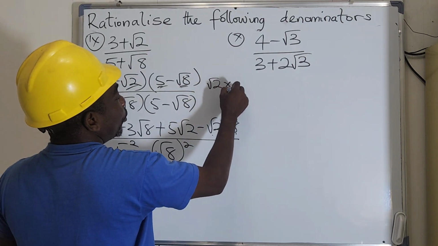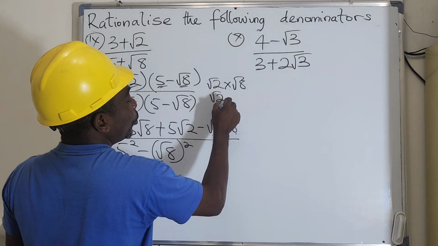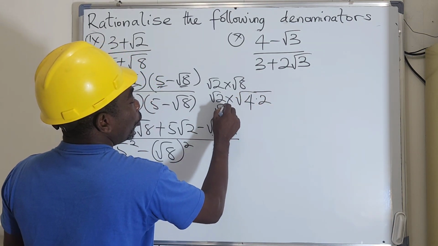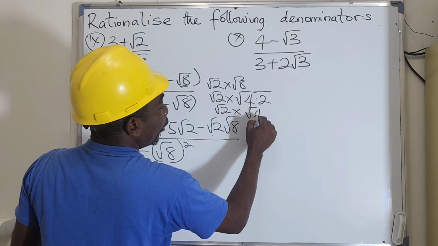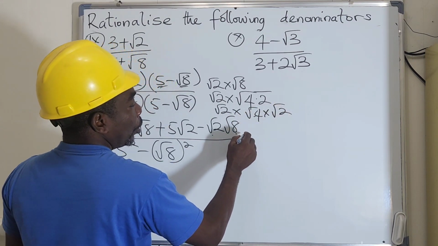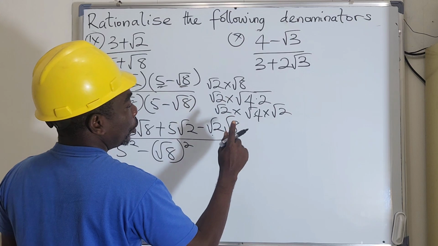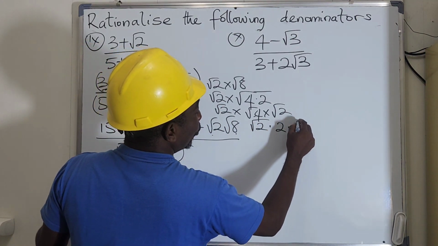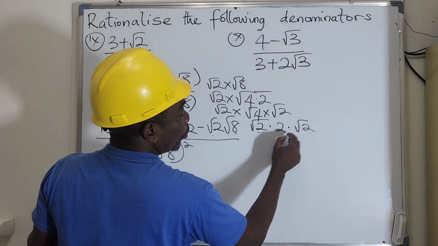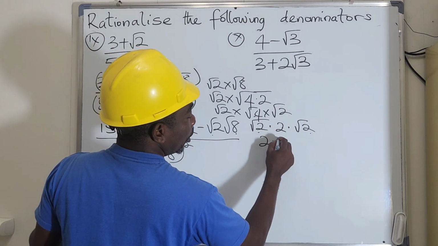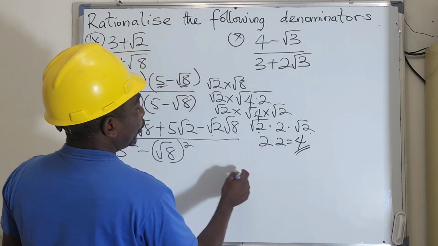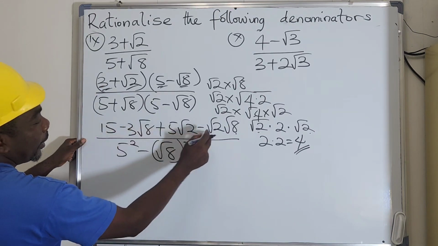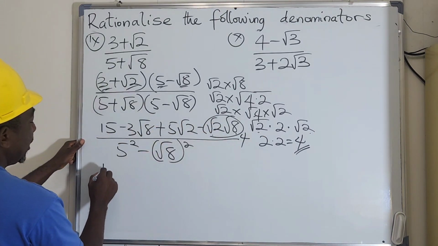Root 2 times root 8 is the same thing as root 2 times root 4 times 2. So here will become root 2 times root 4 times root 2. We know that root 4 is 2. So this will become root 2 times 2 times root 2. So root 2 times root 2 is 2. Then times 2 equals 4. So the whole of this place becomes 4. So that means 15 minus 4 is 11.